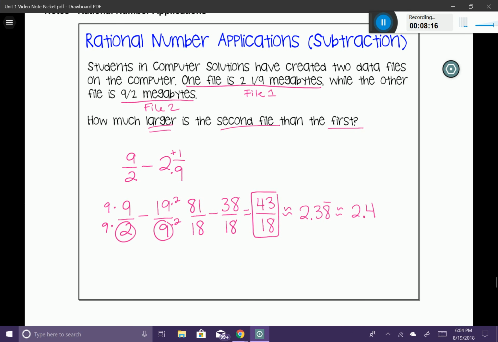So what this is saying is, the question asks, how much larger is the second file than the first? Well, it's 2.4 megabytes. Go ahead and label it larger.